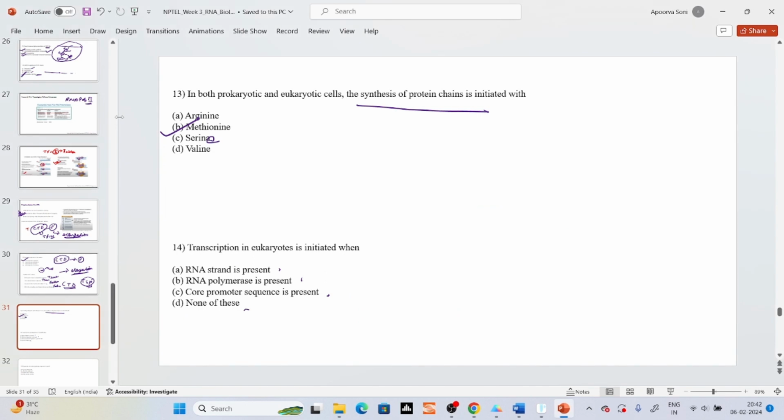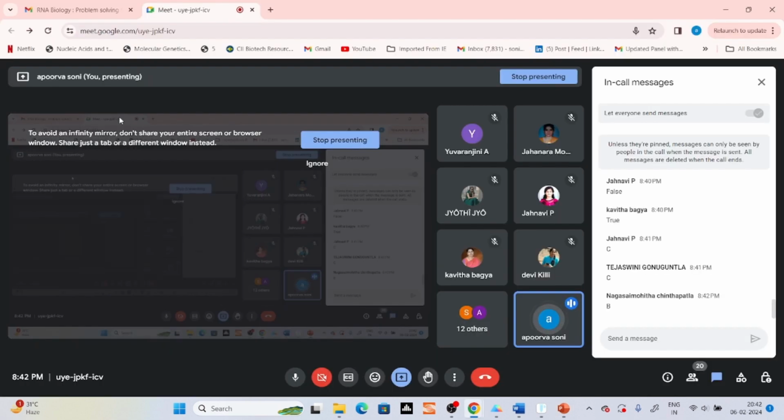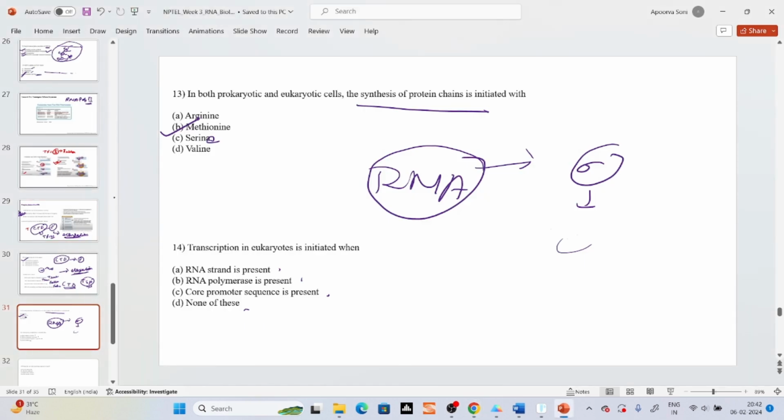So the correct answer is C. Why? Because RNA polymerase is there. But if the promoter sequence is not there, RNA polymerase cannot do anything, because the polymerase has to first go and bind to the promoter sequence and recognize it. Only then can transcription be initiated. So if your promoter sequence is not there, then your transcription cannot be initiated. So the correct answer is C.